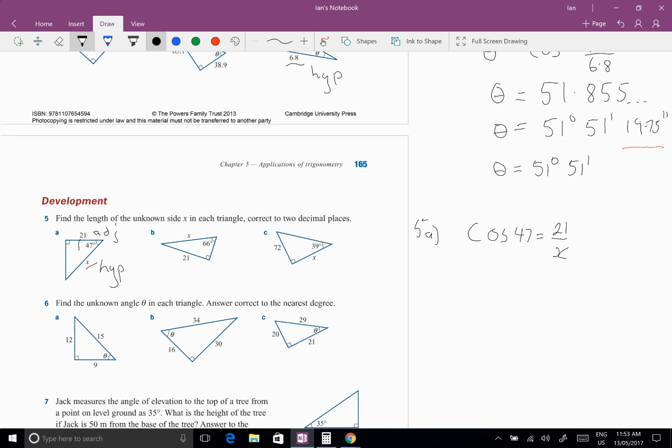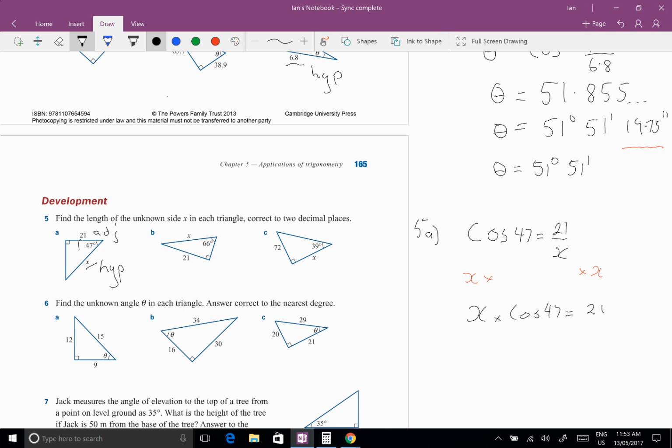And here's my issue. The x is in the denominator. It's in the bottom. So I'm going to show you how to do this, but don't do this every time. Once I've shown you, I can swap that x and that cos 47, but this is why it works. If I multiply both sides by x, that'll give me x times cos 47, which is a number, equals 21.